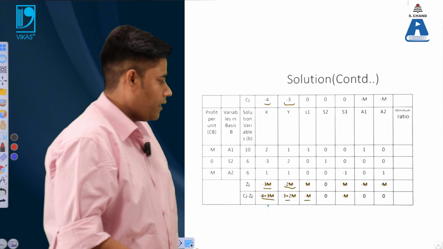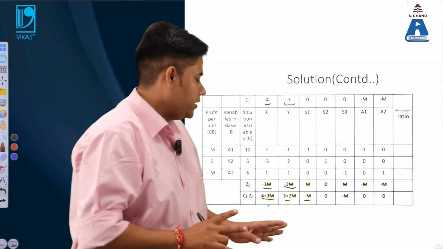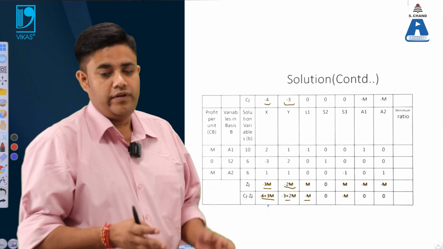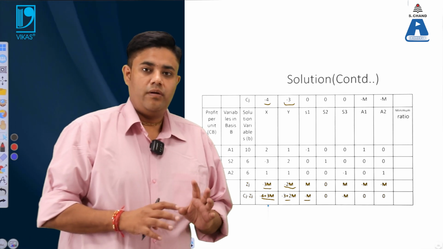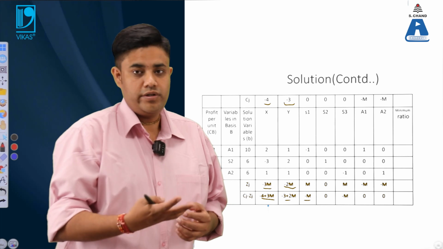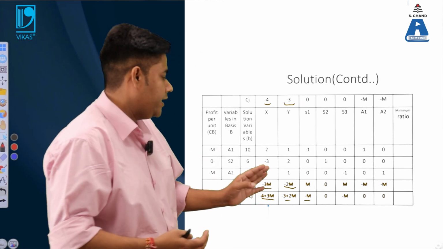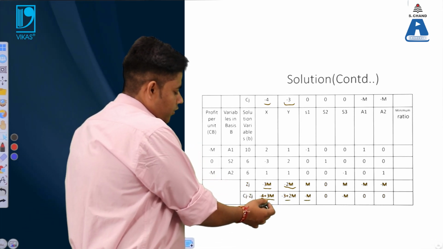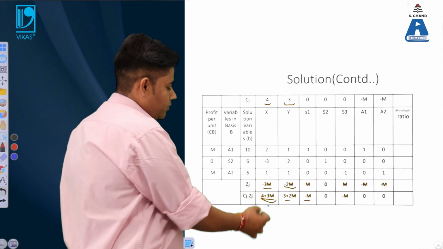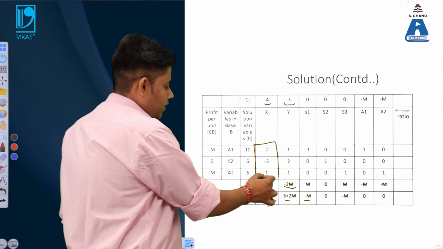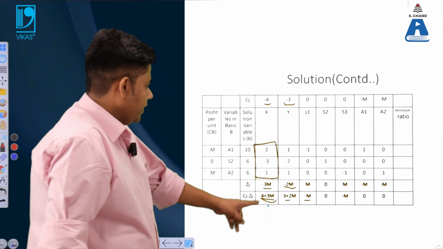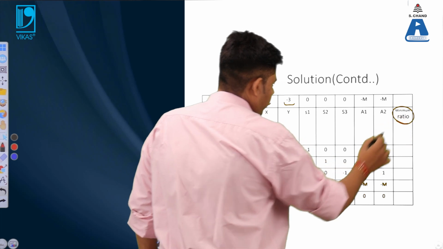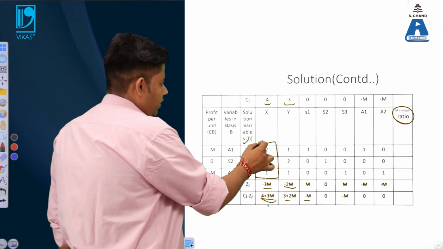Now, what to look for? We check whether all the Cj minus Zj elements are either negatives or zeros. If they are, then the solution is optimal. If not, we have to iterate again to get an optimal solution. Here it is not, so we look for the biggest number. Minus 4 plus 3M is the biggest number, so we choose this column as the key column. It indicates that x is the entering variable, and for the leaving variable we need to look for the minimum ratio. For that, we divide the solution by the x elements.